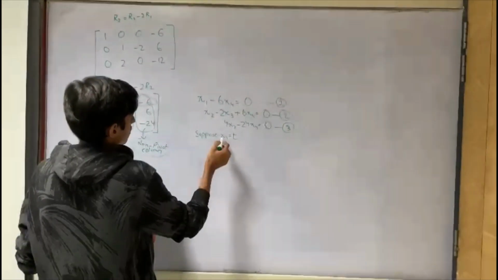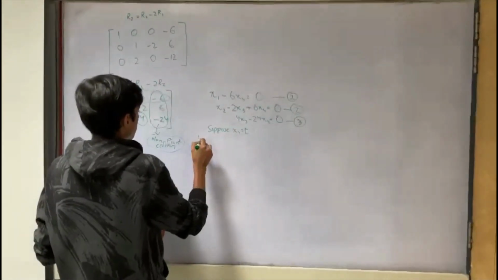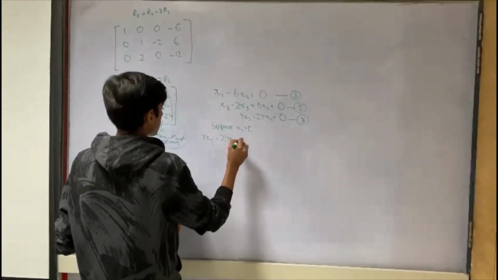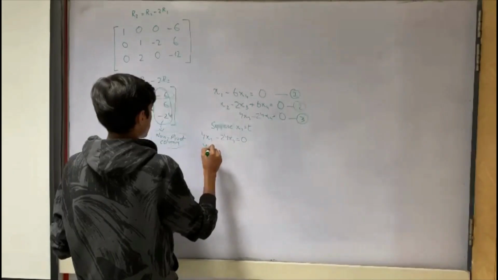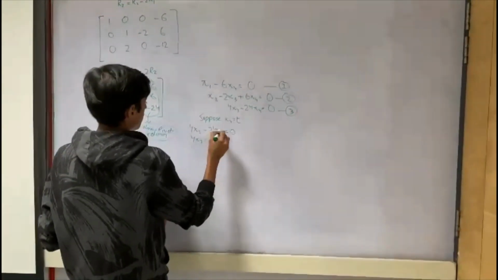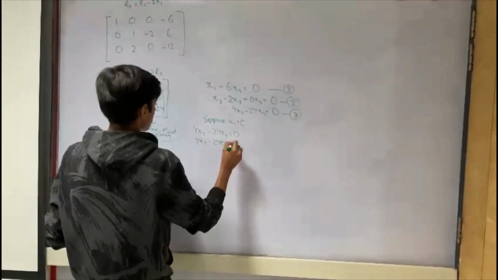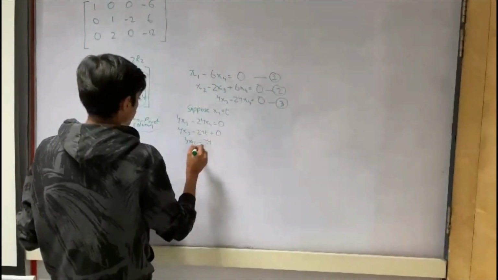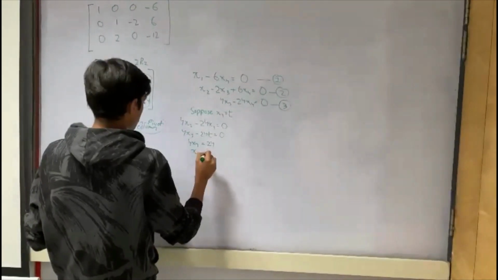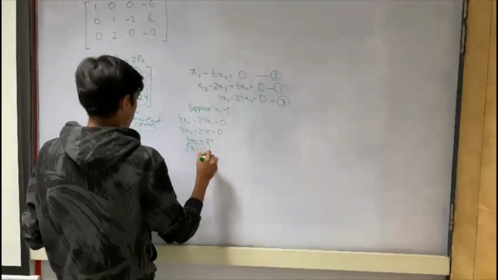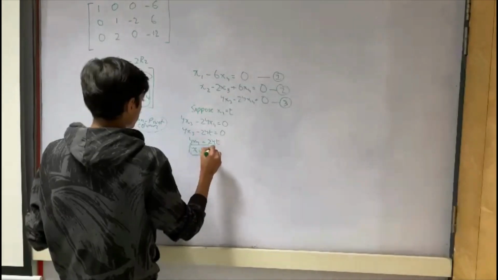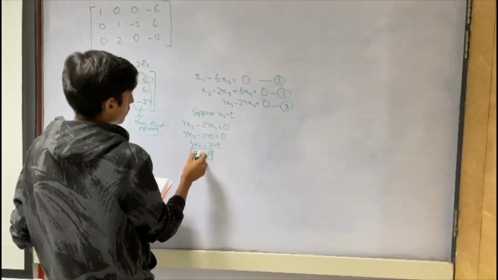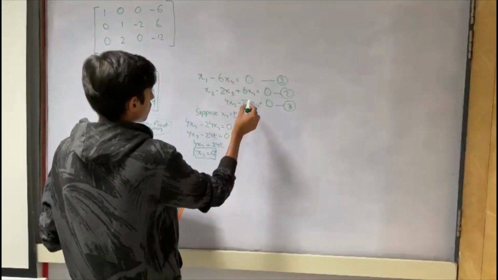First we will substitute the value of x4 in equation 3, that would be 4 times x3 minus 24 times x4 equals 0. So 4x3 minus 24, we will replace x4 with t, equals 0, and 4x3 equals 24t, so x3 would be 6t. So after this we got the value of x3 and x4, we will solve equation 2.